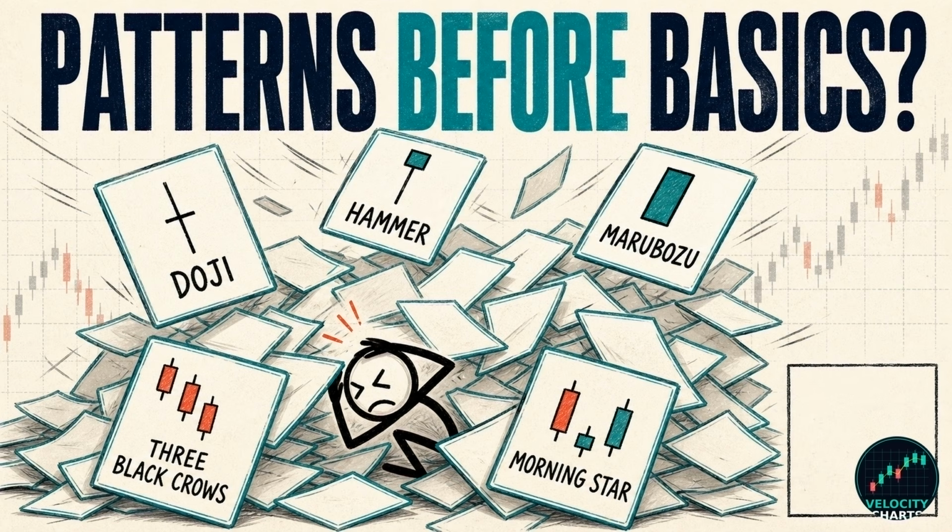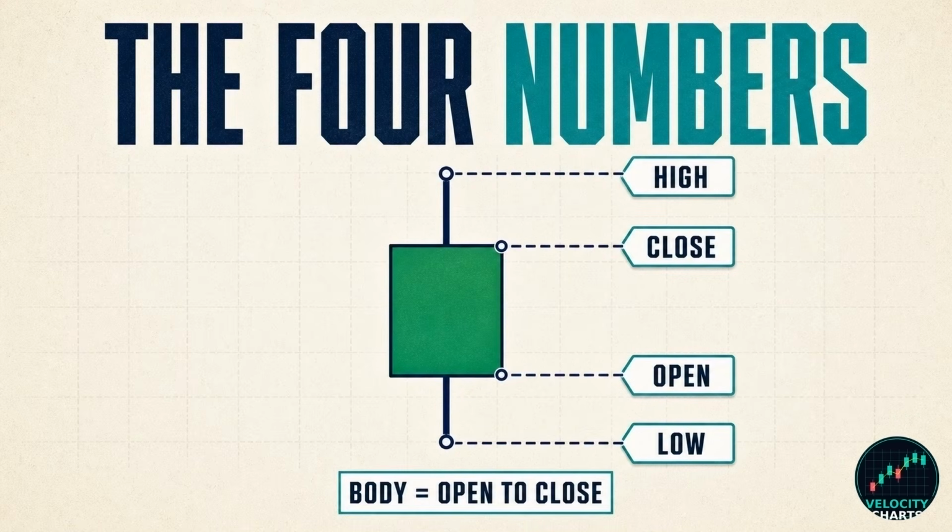It's like memorizing cricket shot names, cover drive, pull, sweep, without knowing where the ball was bowled. The name means nothing without the delivery. The delivery in candlestick basics is the four numbers. Every candle on every time frame, every market, four numbers, that's it.